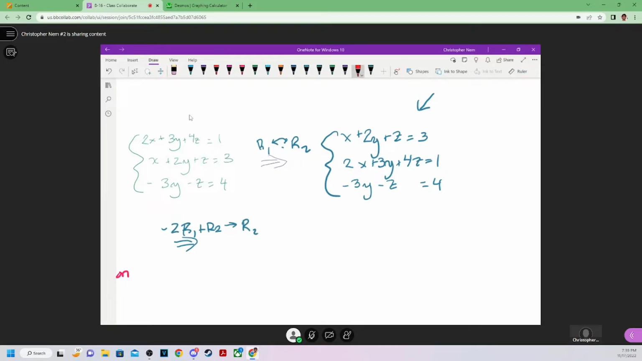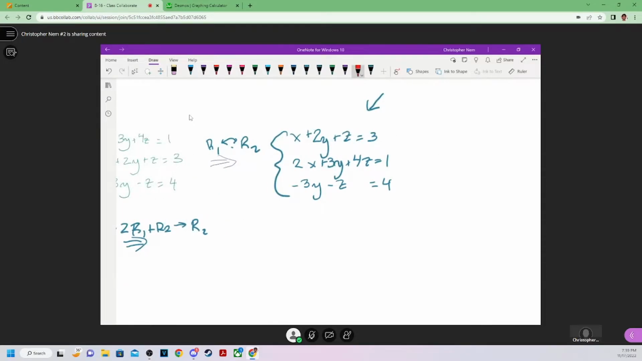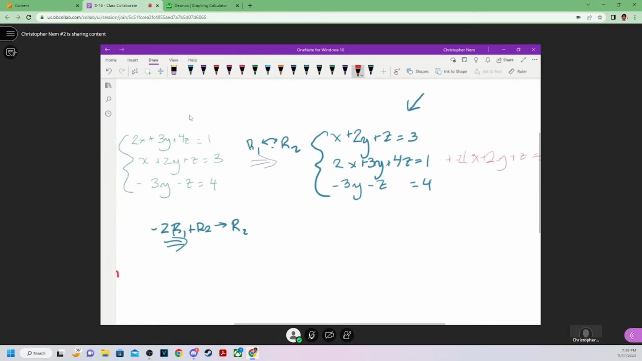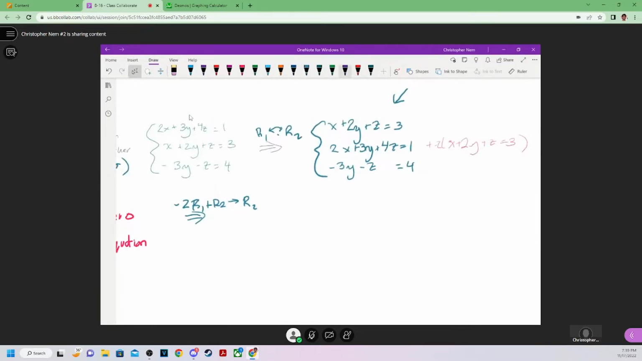So if I go over here and I'm multiplying this by -2, that means I'm going to add -2 times x plus 2y plus z equals 3. I'm going to add that to that guy, only on the second row. I'm not going to change the first row at all, and we'll talk about why I'm not changing it. So if I do that, I have x plus 2y plus z equals 3. The first row does not change. The only row that changes is the second because I sent it to the second row.